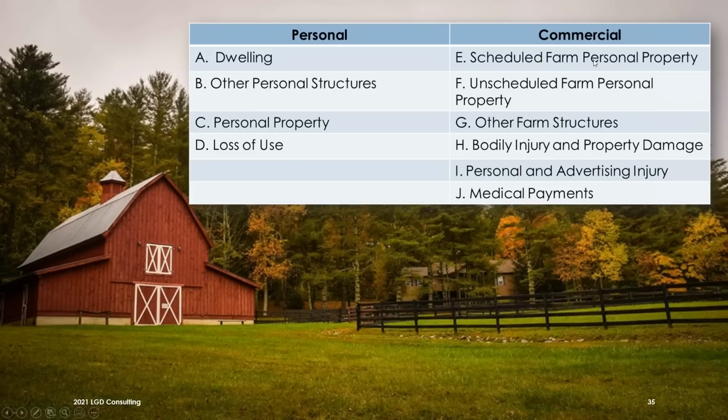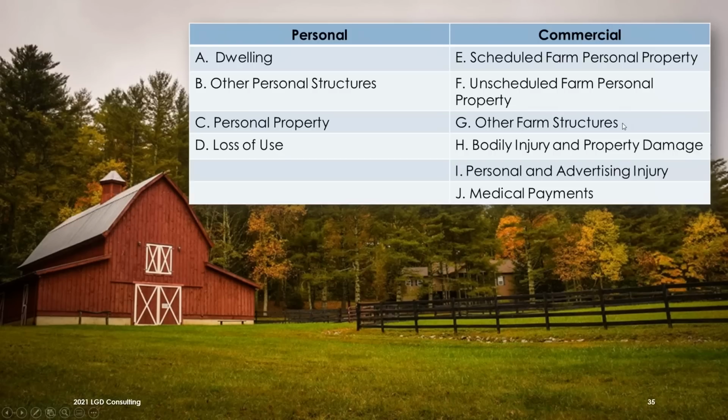You have scheduled farm personal property. This would probably be your high-ticket farm equipment like the backhoe or tractor. I shouldn't say backhoe, that's more construction. The tractor, the combine, things like that. Unscheduled farm personal property would be, I don't know, maybe your buckets when you milk the cows, whatever. You don't have it systemized.